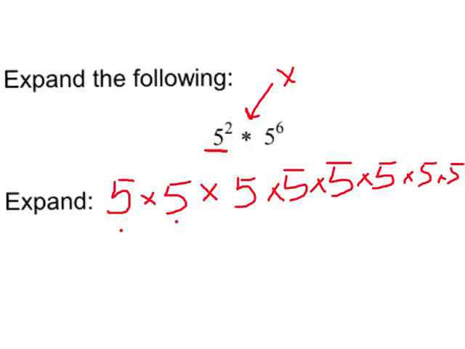Now to take it a step further, I'm going to count how many 5s I have now. I already expanded it, but just to take it one step further, I have 1, 2, 3, 4, 5, 6, 7, 8 5s. So now that I've expanded it, it can also be written as 5 to the 8th. Keep that in mind for when we work together during the guided practice.